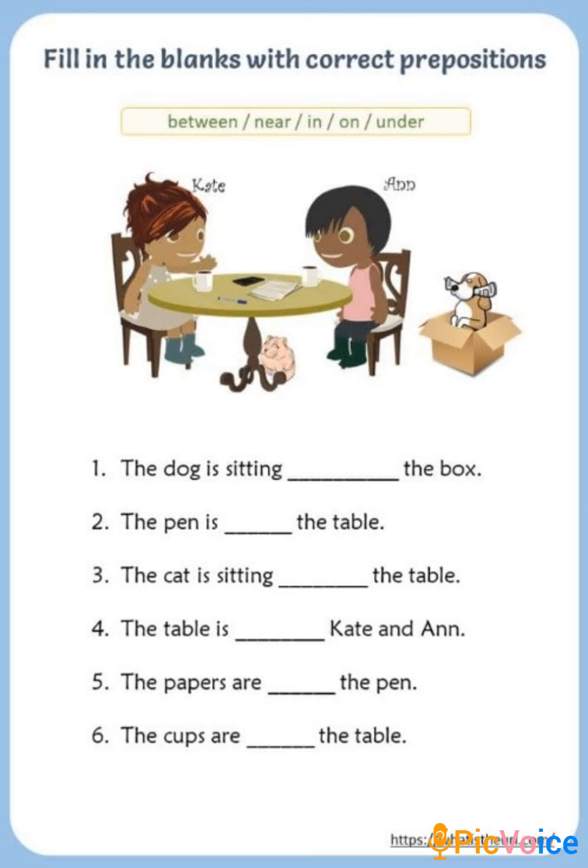See the first sentence. The dog is sitting dash the box. So what you will do, just look at the picture. Where is the dog? The dog is sitting where? In, on, under, near, between. Where is the dog sitting? The dog is sitting in the box.